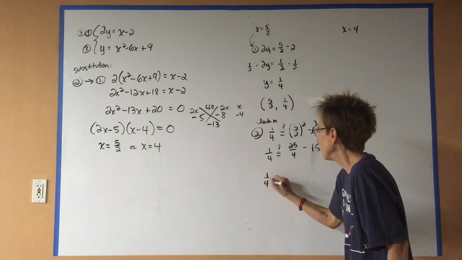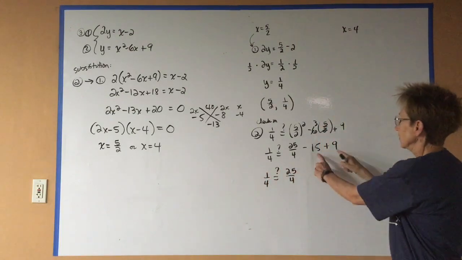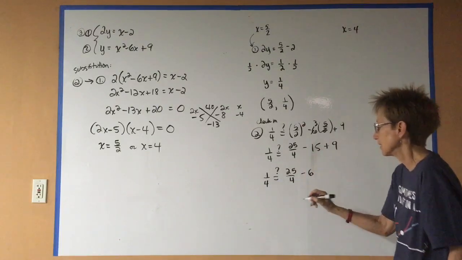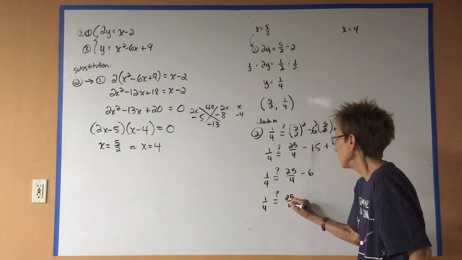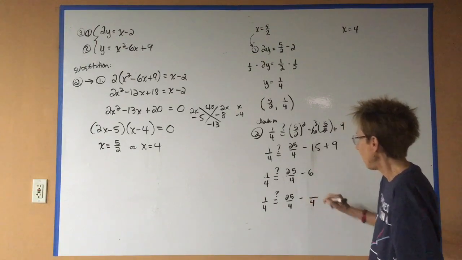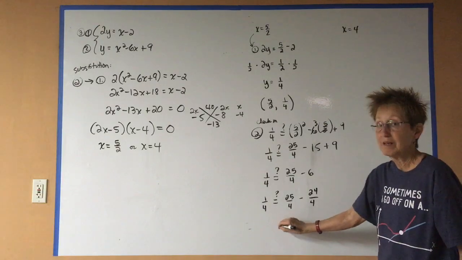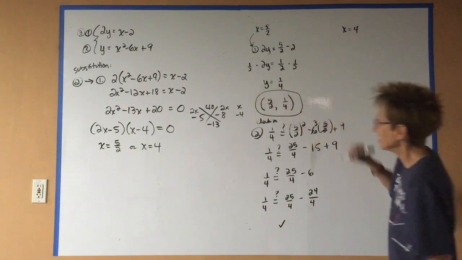So is 1/4 equal to 25/4. So negative 15 plus 9 is negative 6, so minus 6. So is 1/4 equal to 25/4 minus 6? How many fourths is 6? 24, right? 25 minus 24 is 1/4. Oh, it worked. Oh, that's a nasty one.